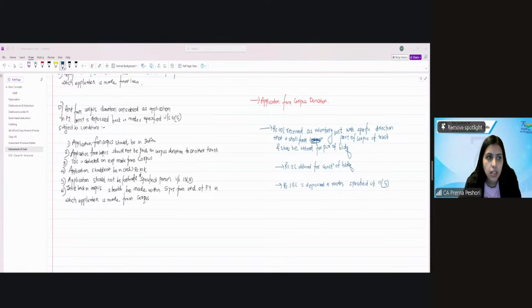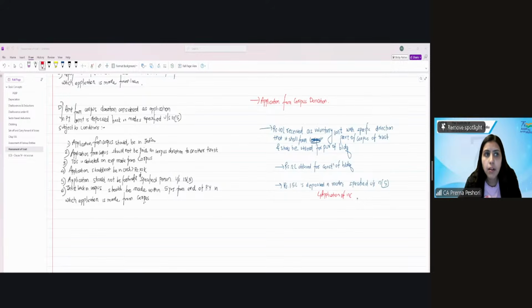Yes. So, this will be considered as the application of my income. Is this clear? Fine. Yes, ma'am. So, this is another way of application that is allowed. So, what is not allowed?